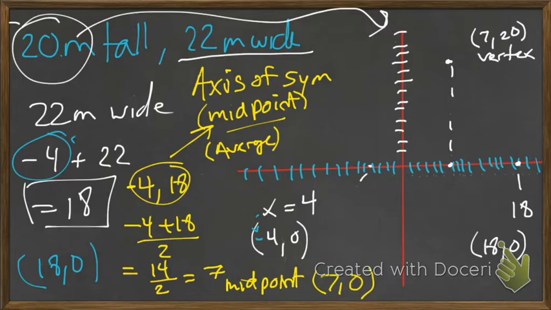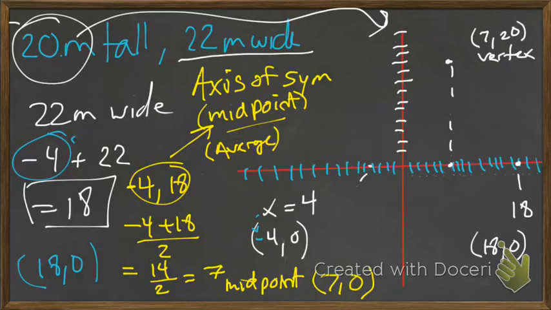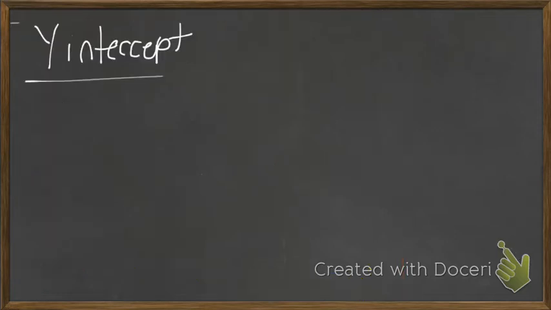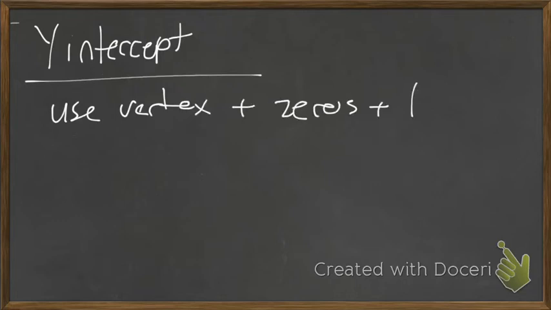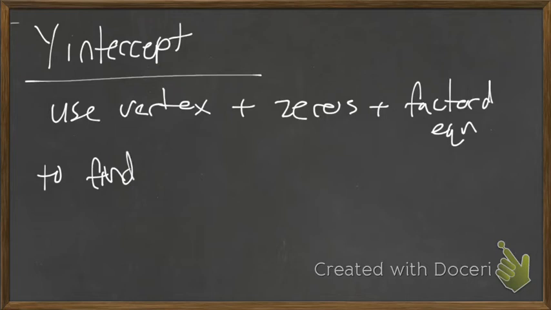So what I can do before I go any further is actually find my y-intercept. It's one thing I haven't found. So I don't even know if I need my y-intercept at this point, do I? Probably don't, if I'm honest. I'm actually going to skip the y-intercept, but basically all you would do is use the vertex plus zeros plus the factored equation to find the y value. But I'm going to skip this. I can do it another time, just in the interest of time, because we're already at about 9 minutes.